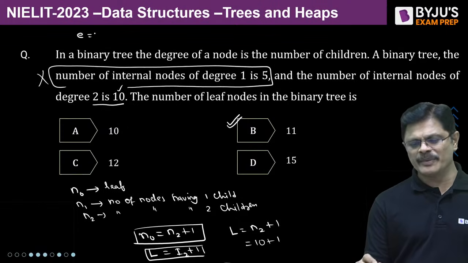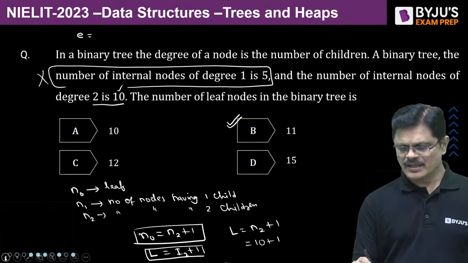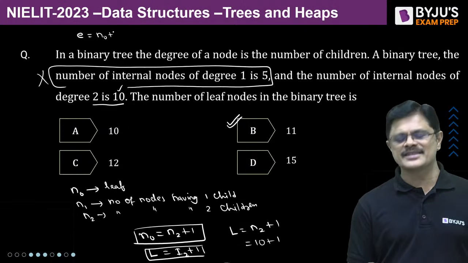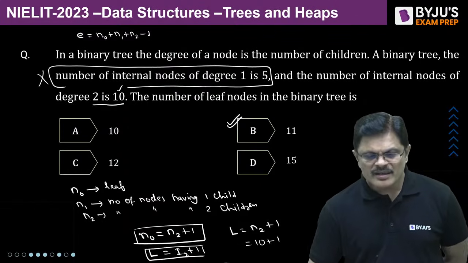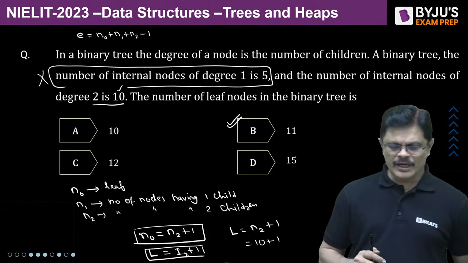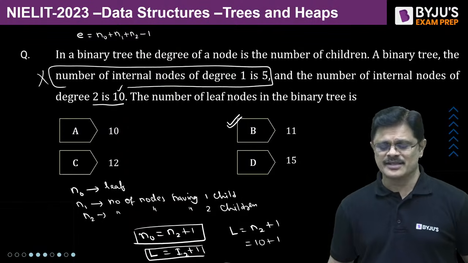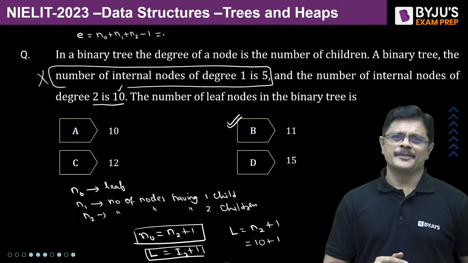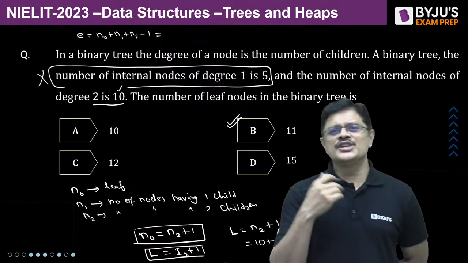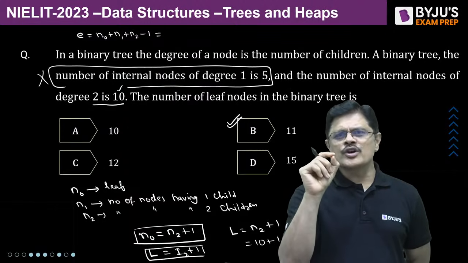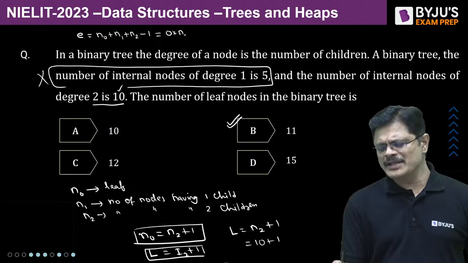Number of edges would be number of nodes minus 1, where number of nodes is the number of nodes of degree 0 plus number of nodes of degree 1 plus number of nodes of degree 2. Number of nodes minus 1 will be number of edges. But in a binary tree, how many nodes of degree 0 are there? n0. And these nodes of degree 0 will contribute 0 edges.